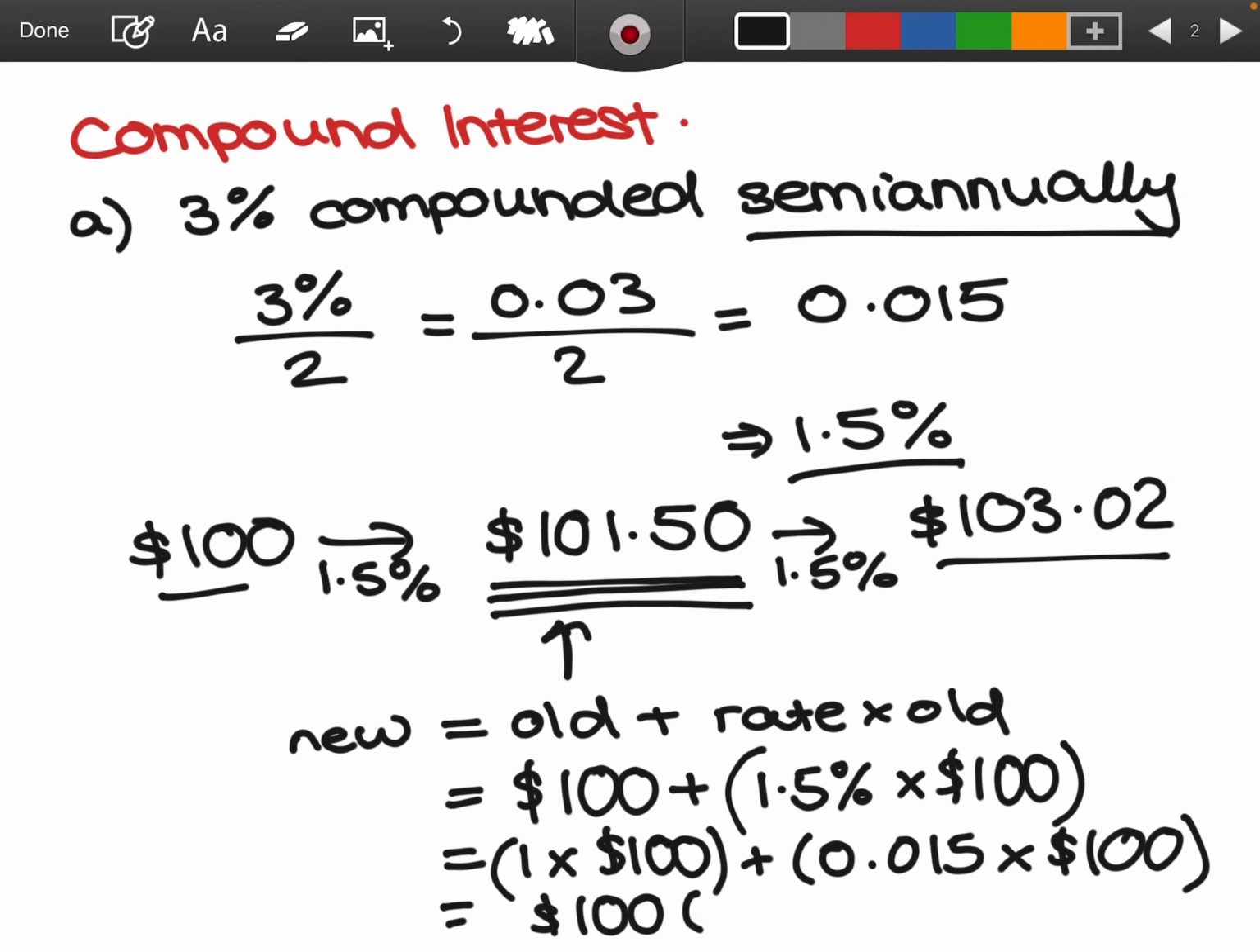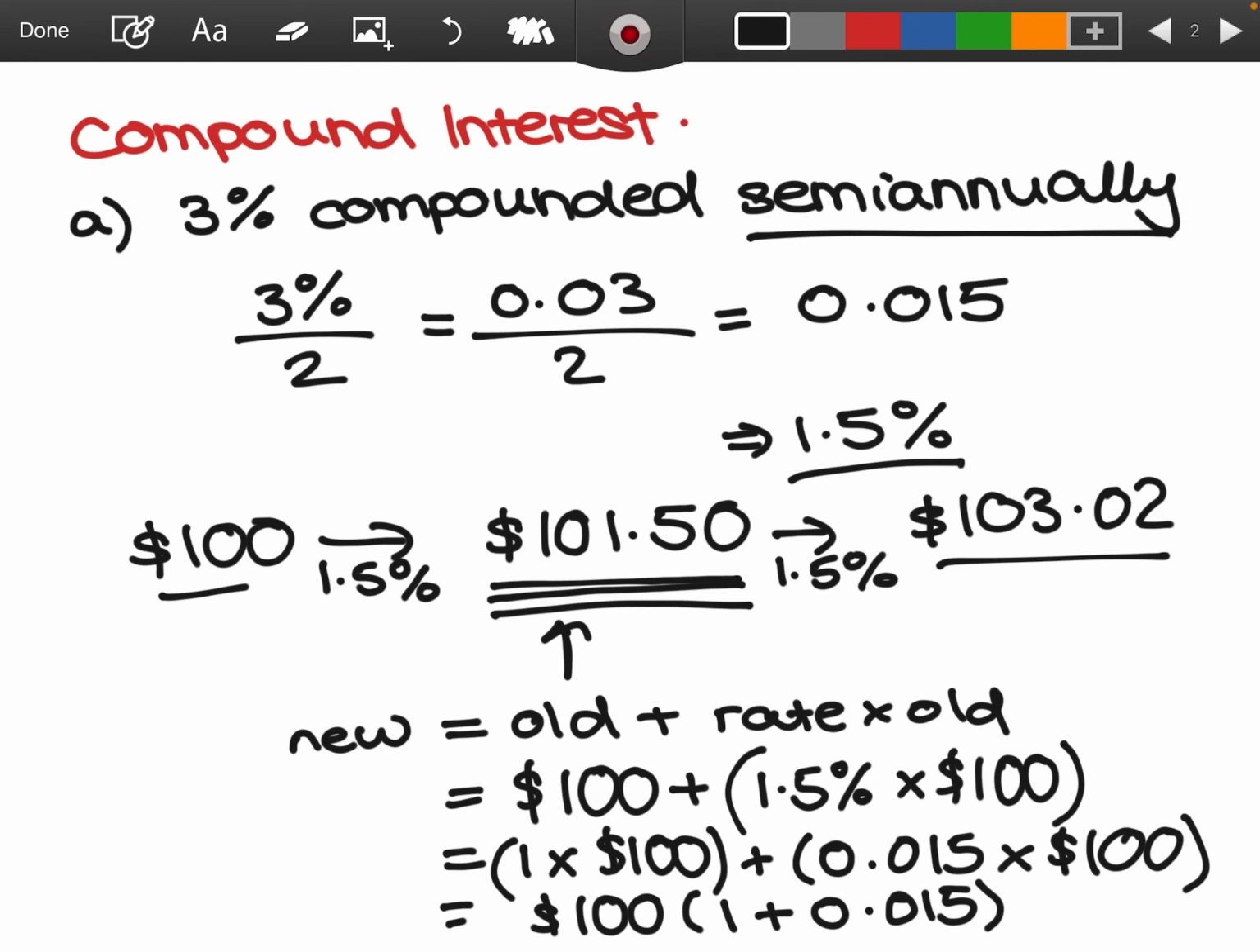I'm going to pull that $100 out, my principal value. I'm going to pull that out, multiplied by 1 plus that interest rate that I had per period. So to get my next value, I take my principal value and I multiply it by 1 plus my rate per period. And that gave me that 101.5.